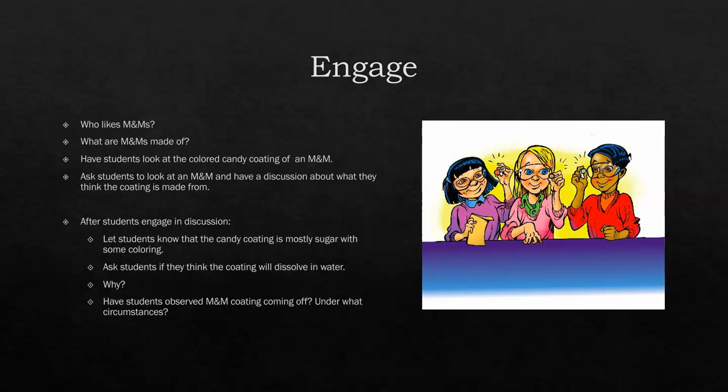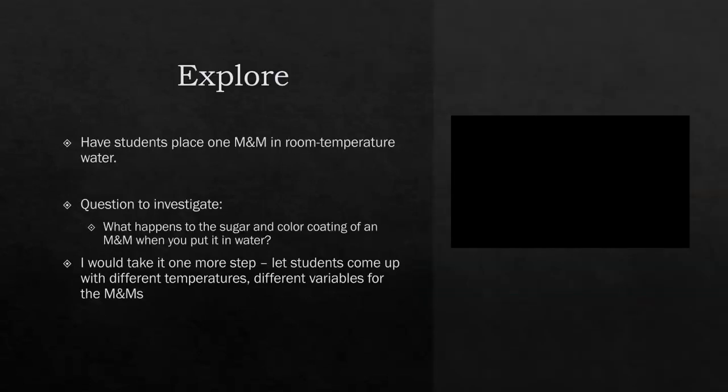And this is where you can have your students start thinking about experiences they've had. I mean, how many of us have had M&Ms melt in our hands and our hands turn different colors? And so that's probably what they're going to think about. Or if they drop an M&M in a puddle and they see that the colors start to come out. So that's how we engage them. And then you're going to have students observe, and then have students discuss when they've seen the color coding come off. Then we're going to have our students explore.